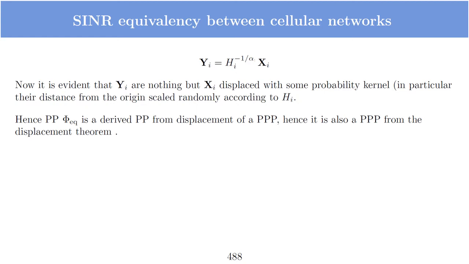Now it's an independent displacement because Yi depends only on Xi and its fading, and it does not depend on any other points. So if we recall from the previous classes, if you displace the points of a PPP independently according to some probability law, the new point process you get is also a PPP. So the base stations in this network actually follow a PPP. Now we have to compute the density of this PPP.